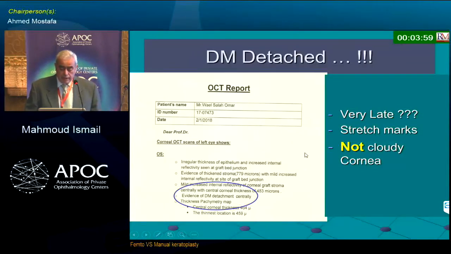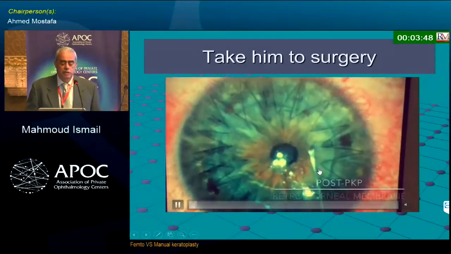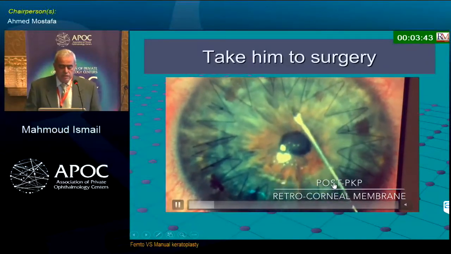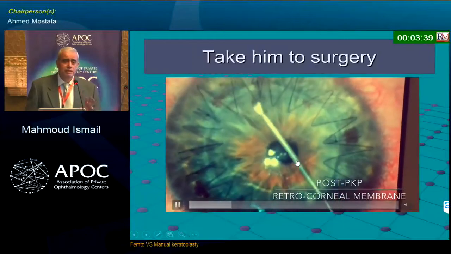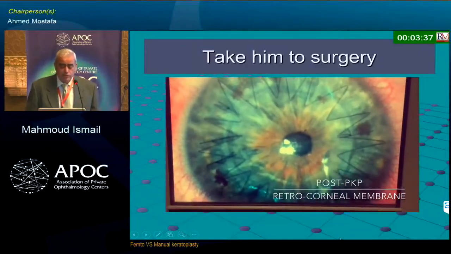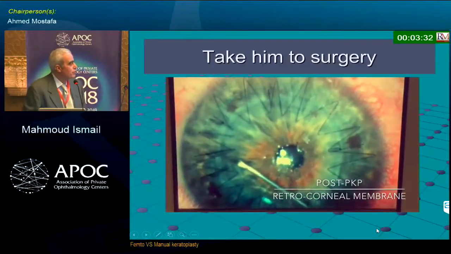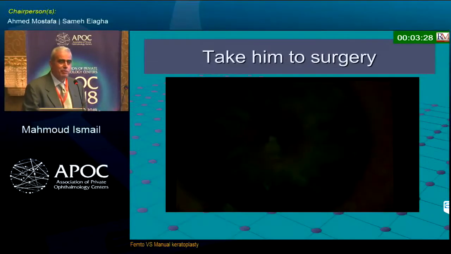So I called my friends that helped me, and they told me, wait, this is not the Descemet's membrane. For this furious patient, you have to take him to surgery. Once you take him to surgery, it is a retrocorneal membrane. The femtosecond laser does not help you in a case like this with such a complication, and it does not remove this retrocorneal membrane for you. It does not help you in a complication.